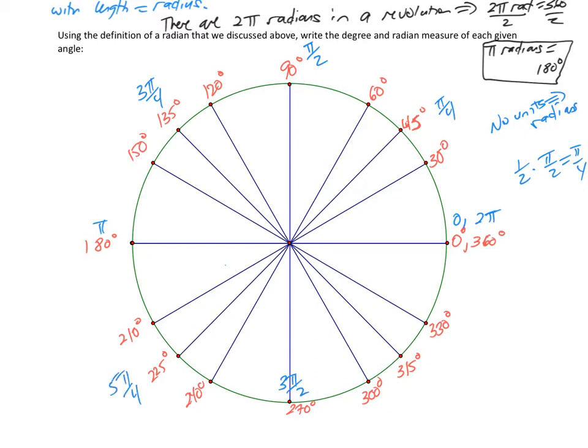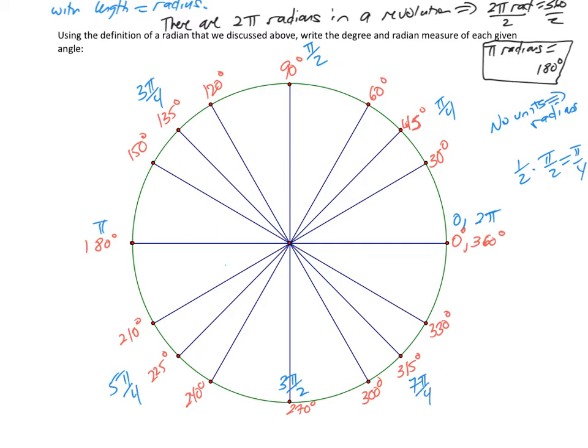I go another pi over 4, so that puts me at this 270. That would really be 6 pi over 4, but with 6 pi over 4, I can divide 2 out from the numerator and the denominator. That's going to be 3 pi over 2. And the last multiple of pi over 4 is going to be 7 pi over 4. 6 pi over 4 plus pi over 4.